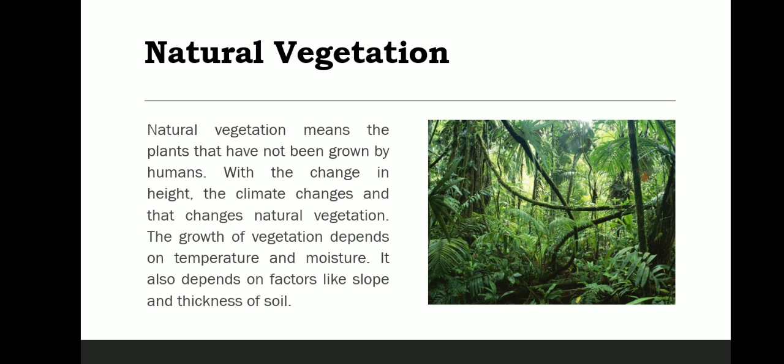So kapag sinabi naman nating mountain vegetation, ang mga halaman sa bundok ay matatagpuan sa mga kabundukan sa matataas na lugar. This kind of vegetation differs according to variation and increase in altitude. As the height increases, the temperature decreases. Kaya ang mga puno sa mga matataas na altitude ay conical at bumubuo ng coniferous forest.